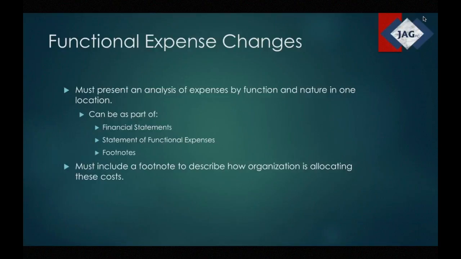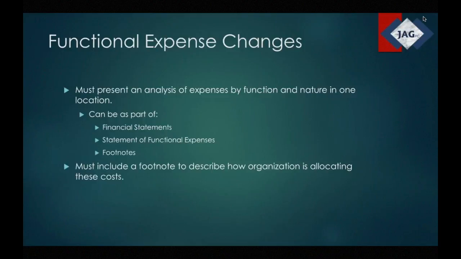The key thing that is new is that there now must be a footnote on top of it to describe how your organization is allocating these costs. For those of you who have been allocating them, you probably already have some sort of functional expense methodology. But because we're going to put this in the footnotes, one of the things I don't think you can do anymore, which some organizations do, is say, well, we use a general 10% of everything goes into management and general, 10% into fundraising, 80% program. You're going to have to get a little bit more detailed.